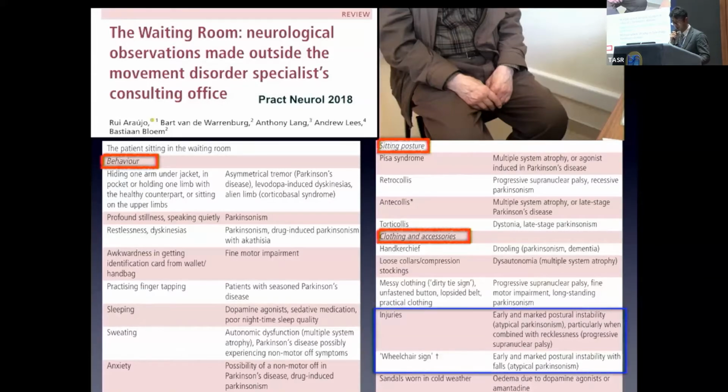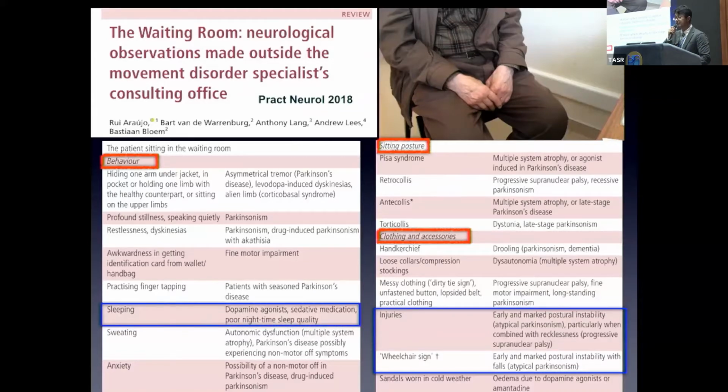I just point out a few of the points here. For example, if you see a patient with bruises and injuries over the face, you may think that this is early or marked postural instability in a patient with atypical Parkinsonism or progressive supranuclear palsy. If you see a patient just diagnosed recently, with symptoms that occurred maybe a year ago, and is in a wheelchair by now, and has features of Parkinsonism, perhaps we are dealing with atypical Parkinsonism with early falls and postural instability.